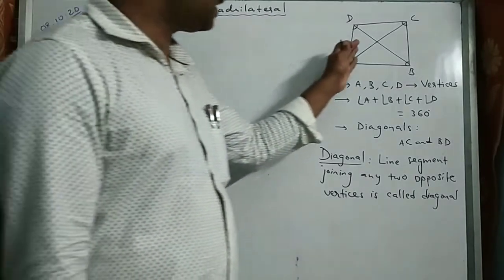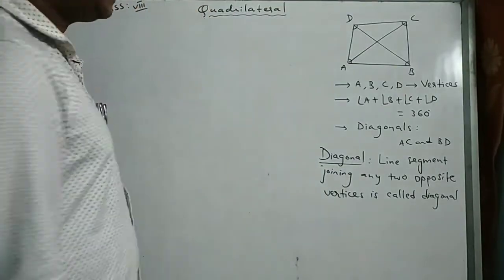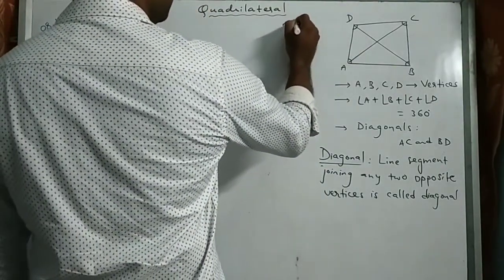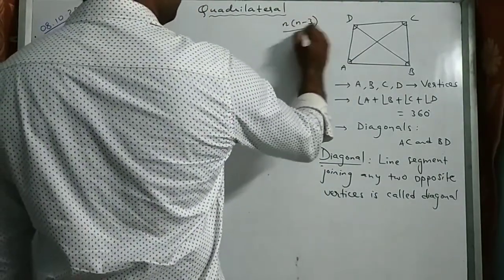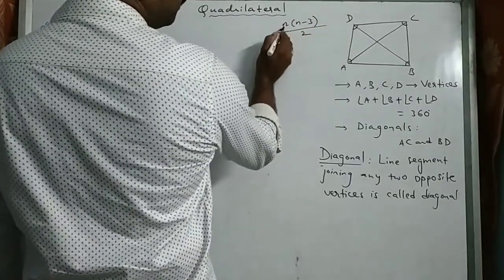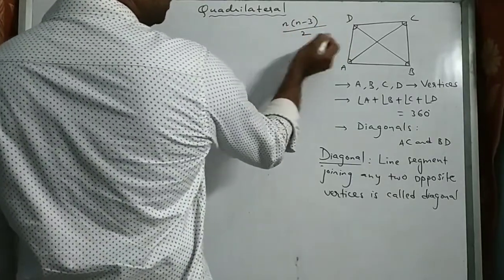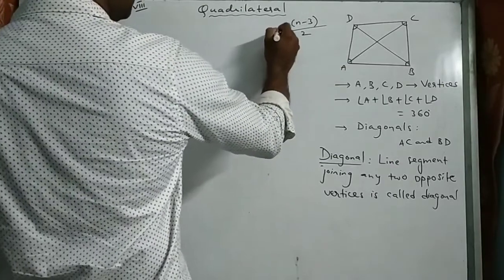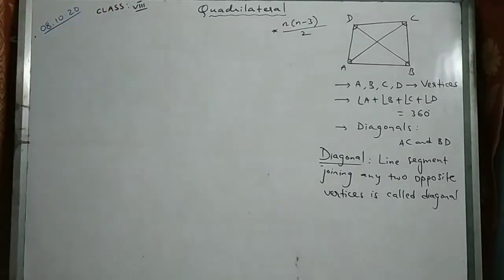Since it is a quadrilateral, we have two diagonals. I told you the formula for the number of diagonals: n times (n minus 3) by 2. If you put n value 4 here, you will get two diagonals. So this is the formula we have seen earlier.